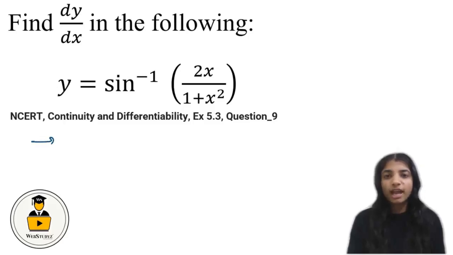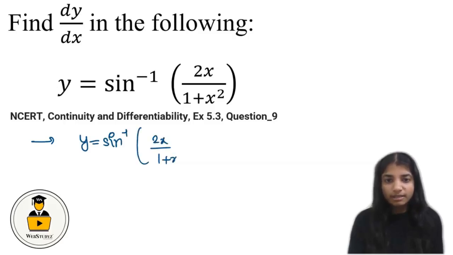Here in this question we have to find out the value of dy divided by dx in the following, which is y equals sine inverse of 2x divided by 1 plus x square. So we have to find out the value of dy divided by dx. In order to solve this, firstly we are going to simplify this.